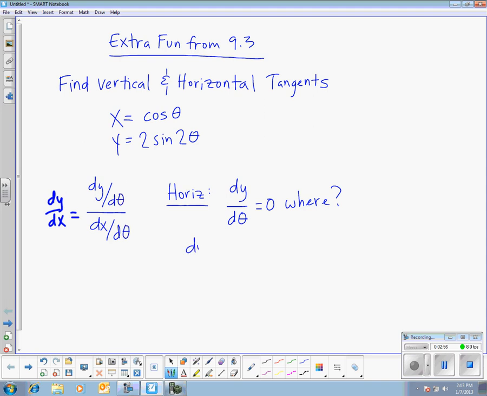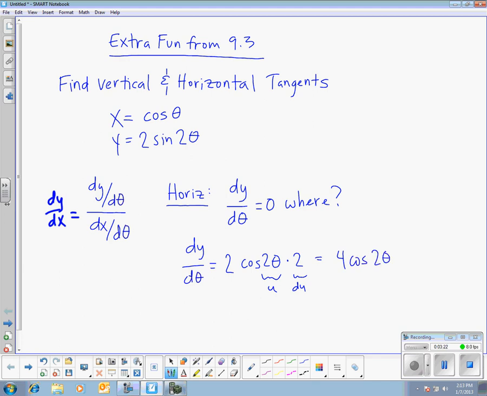So let's start by finding the derivative. The derivative of 2 sine 2 theta. So let's see. We have a 2 that's just along for the ride. The derivative of sine is cosine. So I get 2 cosine 2 theta. But then the chain rule says I need an extra 2. So this is my u. So this would be my du. So overall, I get 4 cosine 2 theta.